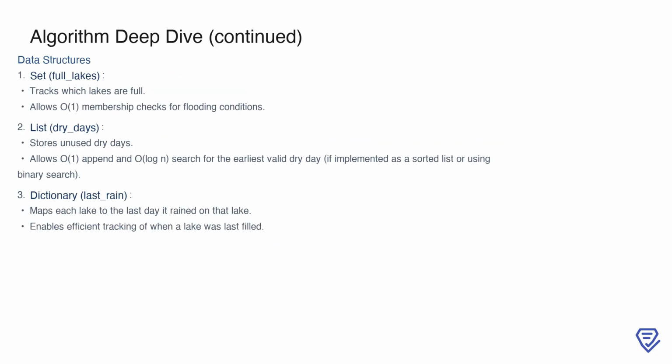The data structures we use play a crucial role in the efficiency of the algorithm. The full_lake set allows us to quickly check, in constant time, whether a lake is full and at risk of flooding. The dry_days list is used to store unused dry days, and if implemented as a sorted list or with a binary search mechanism, it allows us to efficiently find the earliest valid dry day for a lake in logarithmic time. Finally, the last_rain dictionary maps each lake to the last day it rained on that lake, enabling us to track when a lake was last filled. This is especially important for determining which lake to prioritize for drying. Together, these data structures ensure that the algorithm remains efficient while handling the complex requirements of the problem.